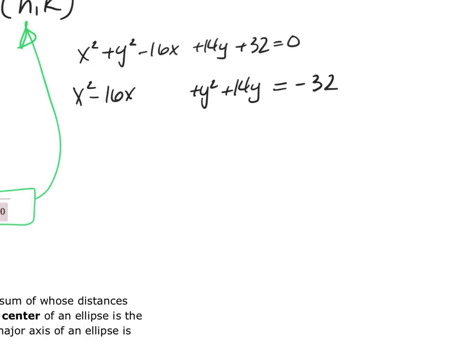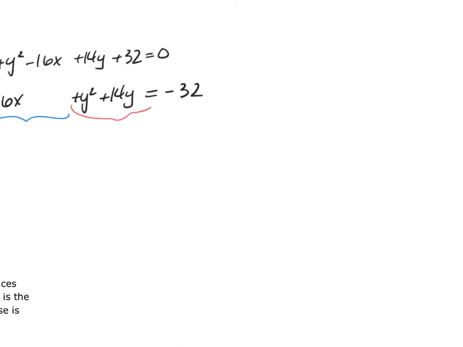And I need a perfect square trinomial right here. I need this to become a perfect square trinomial. And I need this to become a perfect square trinomial. So the way in which I figure out how to find a perfect square trinomial is, first of all, I've got to remember what that is.